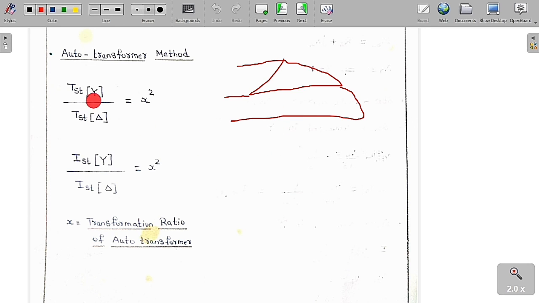So whenever the stator is connected in star and then the stator is connected in delta, then the ratio of the star and delta is nothing but x square. Similarly, the starting current with respect to star by the starting current with respect to delta is equal to x square. Both these ratios are the same for the auto transformer. Therefore, x is called the transformation ratio of the auto transformer.